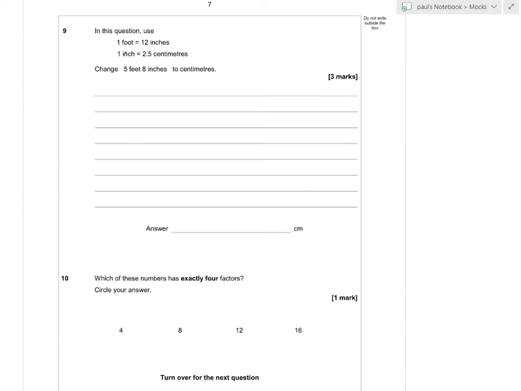In this question, use 1 foot equals 12 inches, 1 inch is 2.5 centimetres. Change 5 feet 8 inches to centimetres. Well, 5 times 12 is 60. And then you've got 60 plus the 8 inches, which equals 68. So now you do 68 times 2.5 will give you how many centimetres? So 68 times 2.5 is 170.